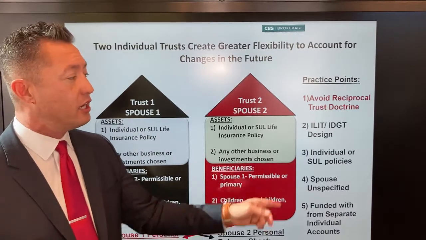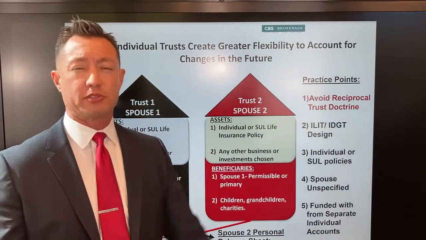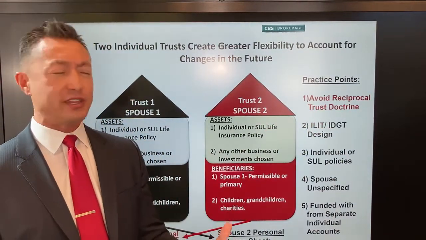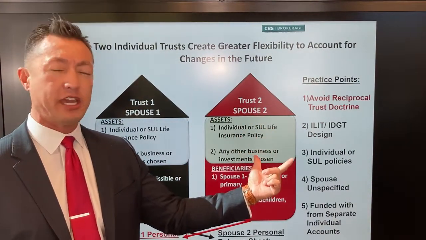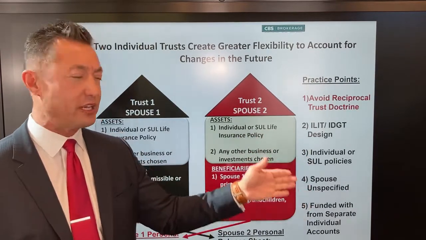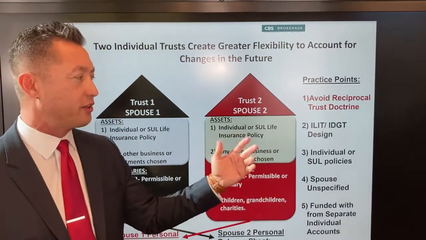You want to make sure you avoid something called the Reciprocal Trust Doctrine. Without getting into detail about what that is, we want to make sure that each trust has slightly different powers than the other. They can't be mirrors of each other, and maybe the timing's off. We'd have one established a month earlier than the other.